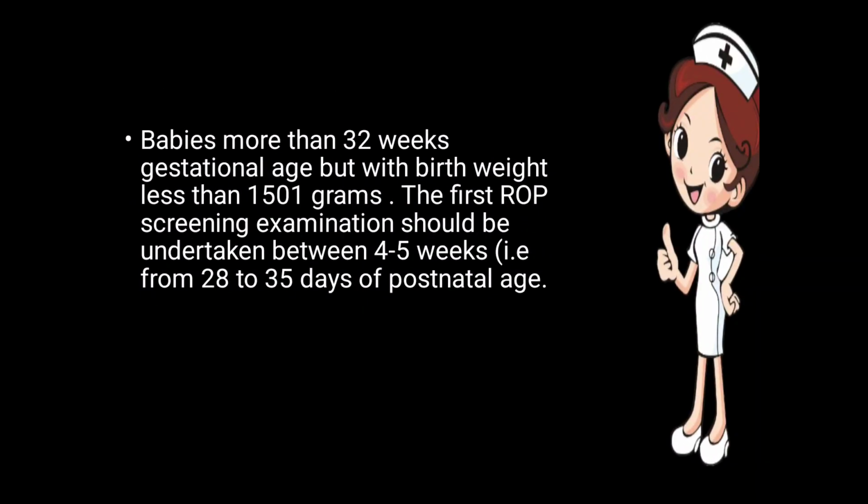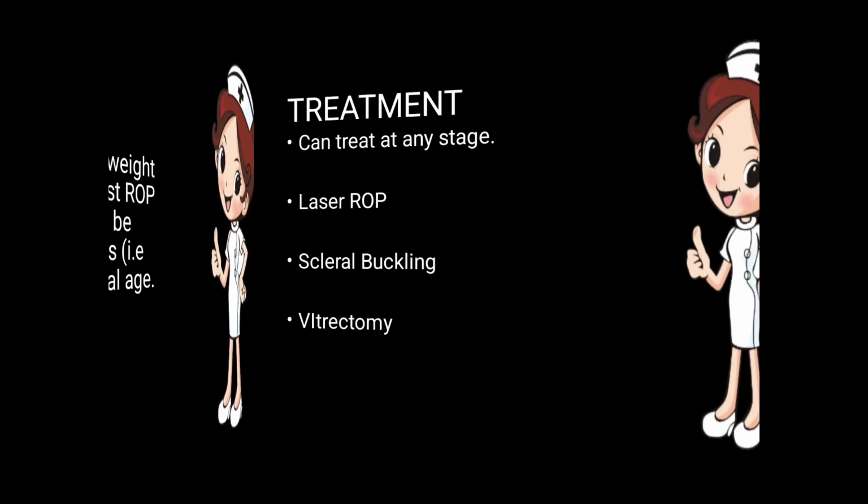Next one, babies more than 32 weeks of gestational age but birth weight less than 1501 grams. First ROP screening should be undertaken between 4 to 5 weeks, from 28 to 35 days of postnatal age. So screening is very important. If there is an abnormal or premature birth, screening of ROP is again very important.